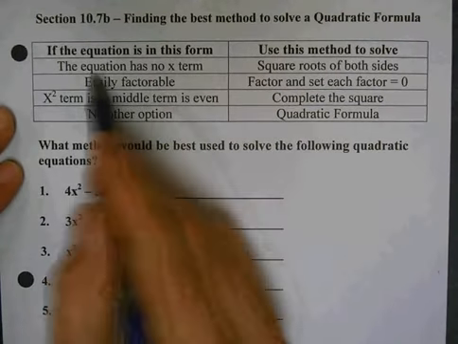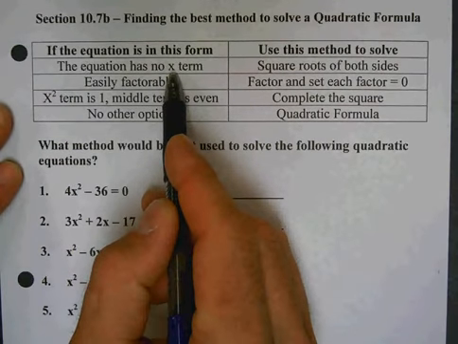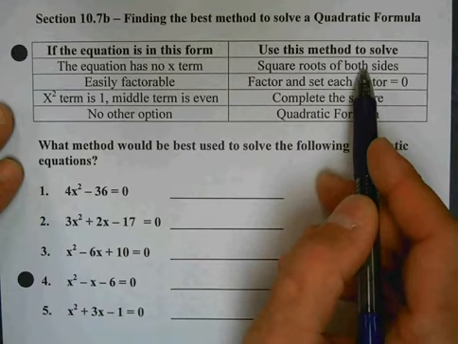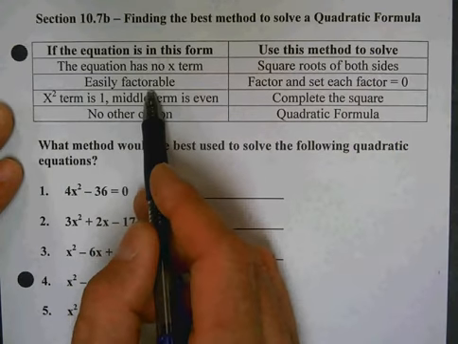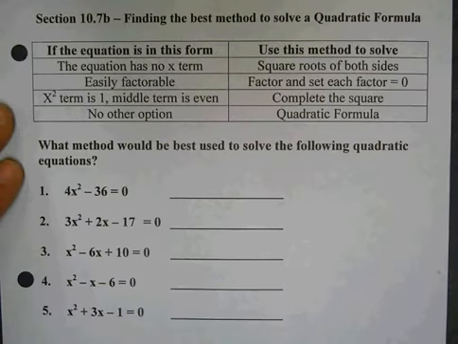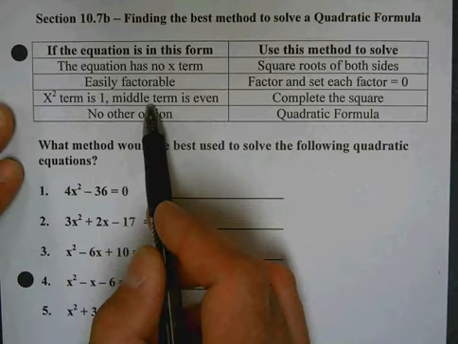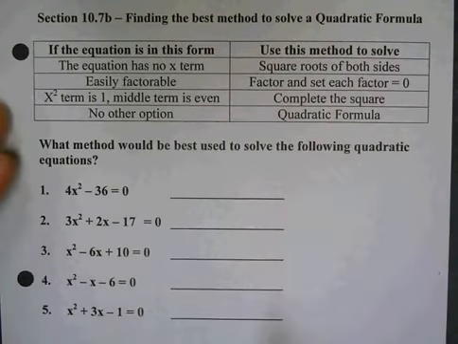All right, couple keys. If it has no x term, that makes the problem incredibly simple. You take the square root of both sides once you isolate the x squared, and I'll show you what that means. If it's easily factorable, okay? It's x squared, small numbers, set up your t, factor it. If the x squared term is 1 and the middle term is even, like we did yesterday, complete the square. And at all costs, if nothing else works, the quadratic formula.